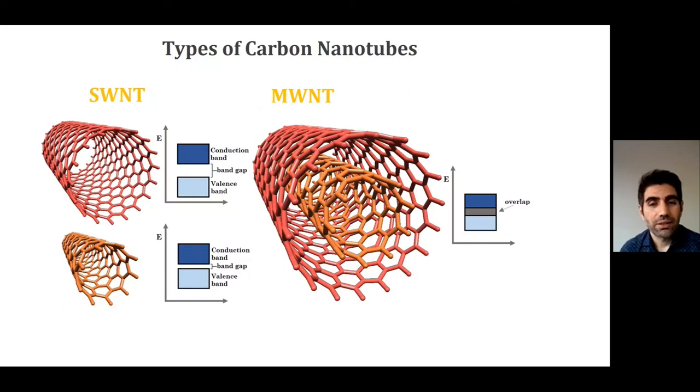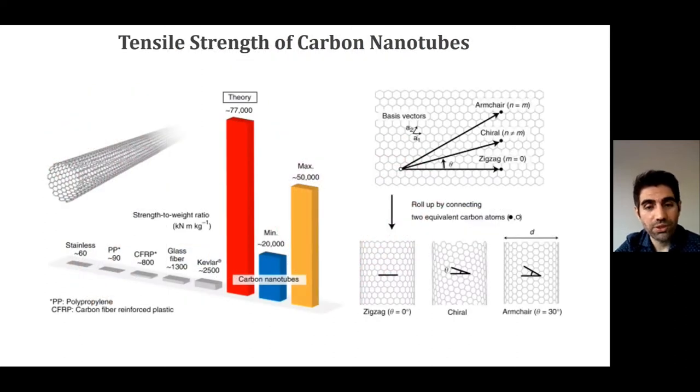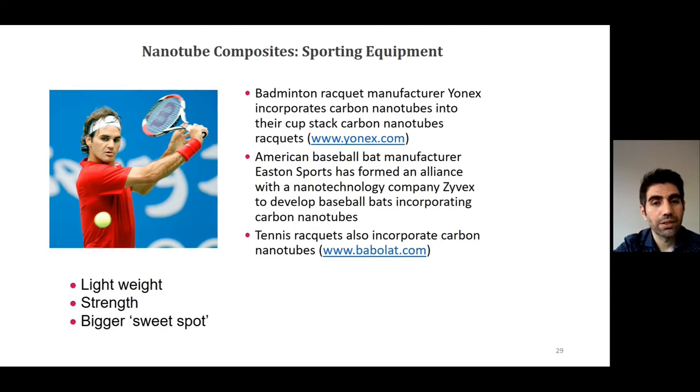And one thing that it is better to know about carbon nanotubes is that some of them are metallic, so they conduct electricity, and these materials also have good thermal properties. Some of them are semiconducting. This is because of the band gap that you can see here, the band gap between the conduction and valence band. And of course, these materials have great tensile strength, or good mechanical properties, when we compare with conventional nanomaterials. That's why these carbon nanotubes are used in composites, in nanocomposites, in badminton rackets, baseball bats, and tennis rackets, because of their light weight, their strength, and bigger sweet spot.